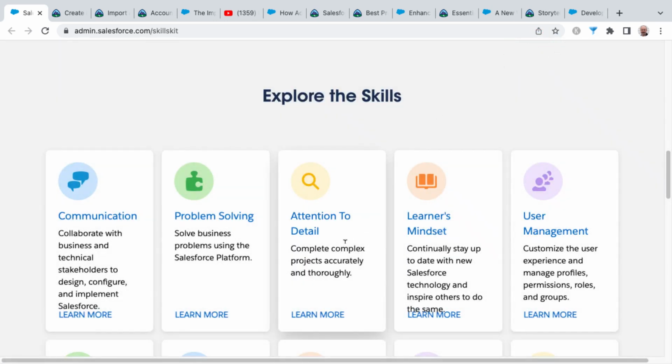That is attention to detail. Stay tuned as we next dive into the learner's mindset, skill number 4 in the admin skills kit.